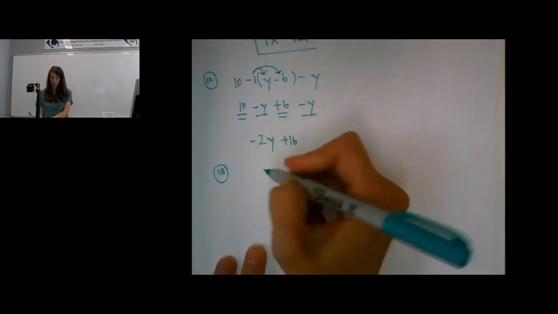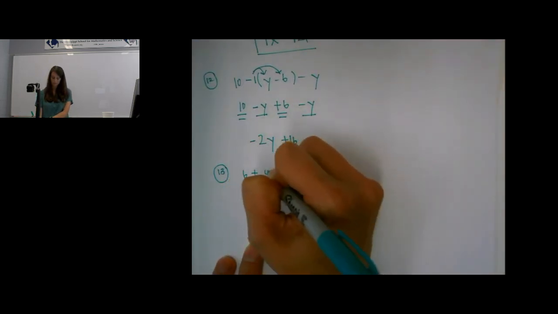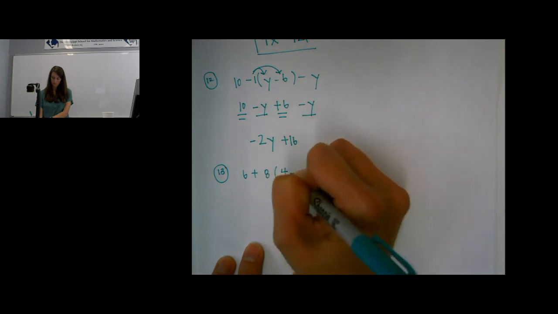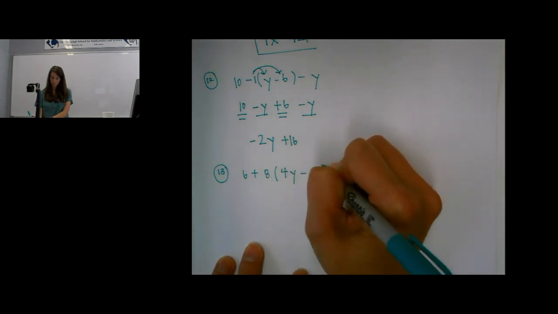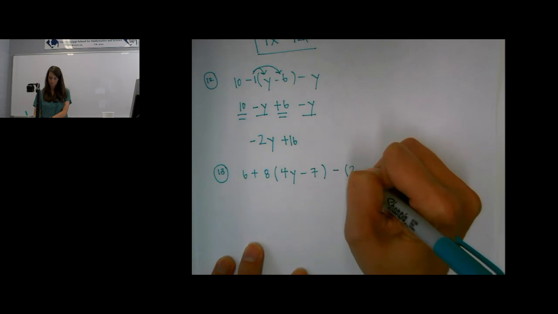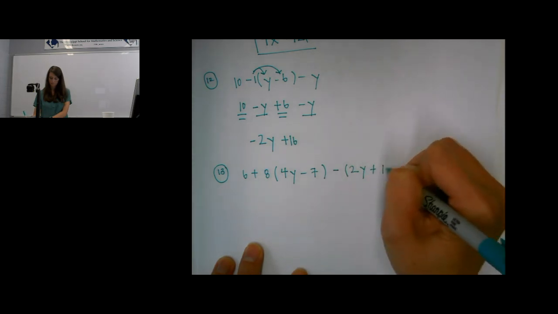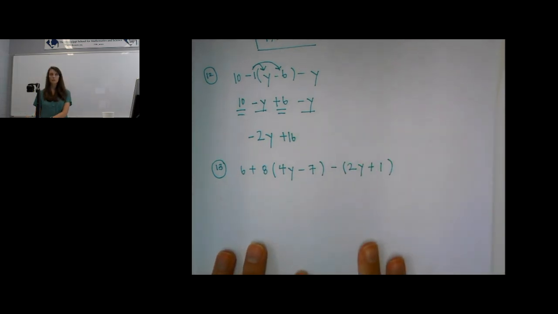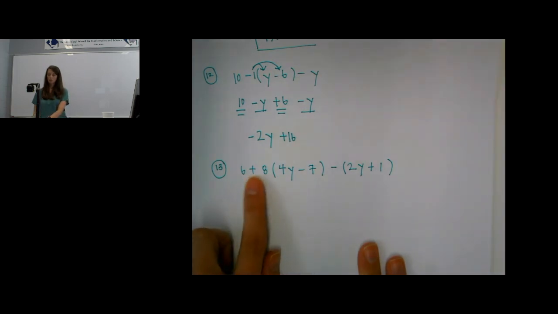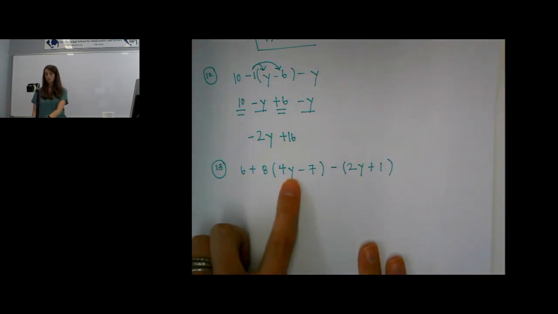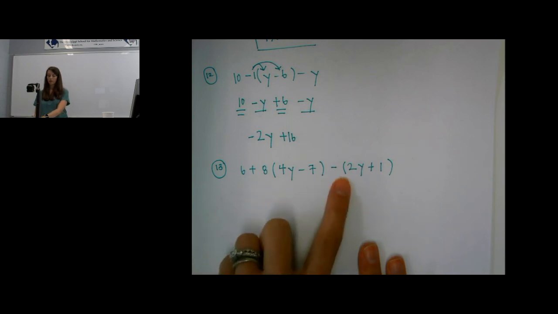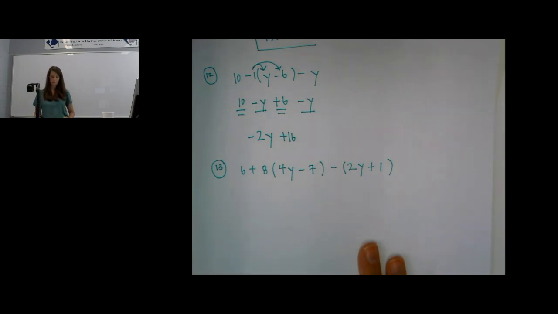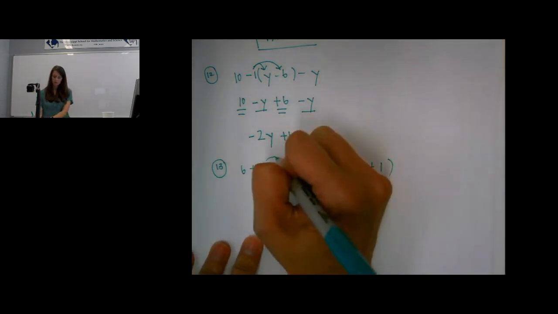All right, I'll take a minute and I'll do this one here. So 6 plus 8 times 4y minus 7, minus 2y plus a 1. Okay, so we're going to distribute. We have to distribute first.